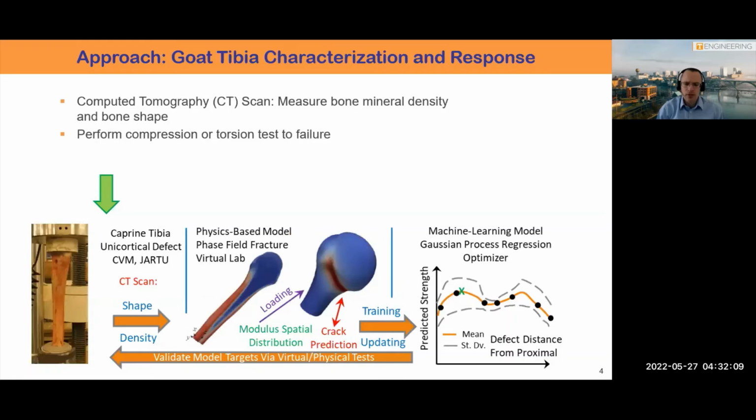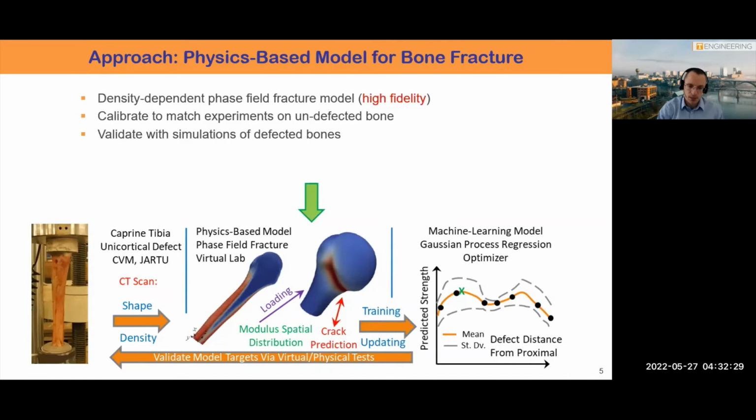The approach involves three steps, combining experimental and modeling work. The first is to characterize the goat bones using computed tomography to obtain the bone mineral density and the shape of the bone. Then you perform compression or torsion testing to get its mechanical response. The information is then input to calibrate the physics-based phase field fracture model, which involves placing the density spatially distributed within the bone to correlate to other mechanical properties.